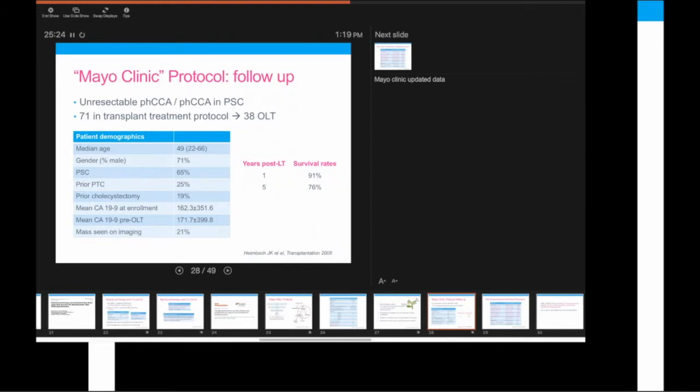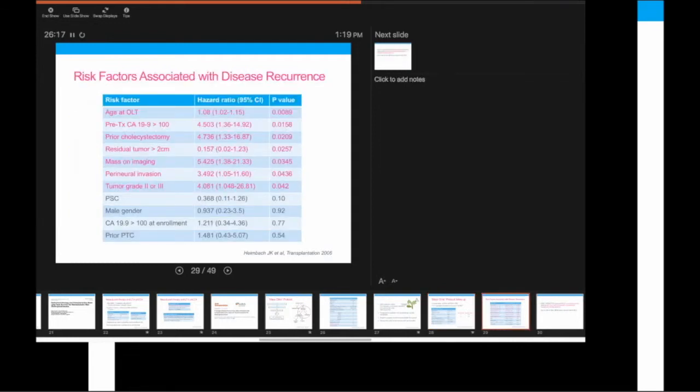So it's obviously a very select group. Right, a very strict criteria. Yep. So what they found in this study is that there are certain risk factors associated with disease recurrence, which is highlighted in pink. So age was associated with disease recurrence, pre-transplant CA19-9 greater than 100, history of prior cholecystectomy, anyone who had residual tumor greater than 2 centimeters, mass on imaging, perineural invasion, which was found at surgery, or tumor grade 2 or 3. Those were higher risk factors. PSC, gender, CA19-9 at the time of enrollment, and prior PTC were not associated with increased disease recurrence.